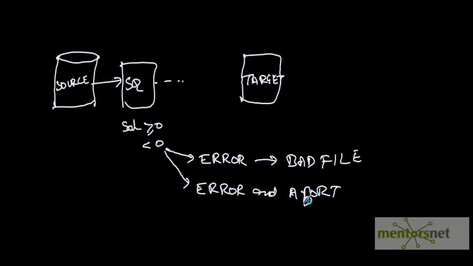In this first case, all good records I want to load to the target, so all these records will go to the target. But in this case everything will get aborted. The moment the first record with negative salary comes in, the whole session gets aborted, and not even good records will go to the target table. So that is the use of the abort function in the expression transformation. So let's see how to do this with expression transformation.